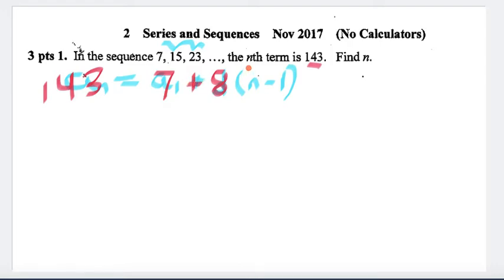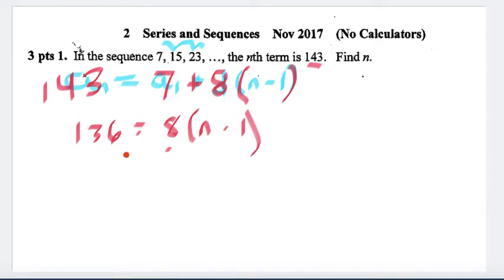I don't know what n is, and that's what we're trying to find. So I'm going to solve this for n. Subtract 7 from both sides and get 136 equals 8 times n minus 1. This often works out nicely that when you divide by 8, it should come out to an integer. So when I divide by 8, let's see, 136 divided by 8.